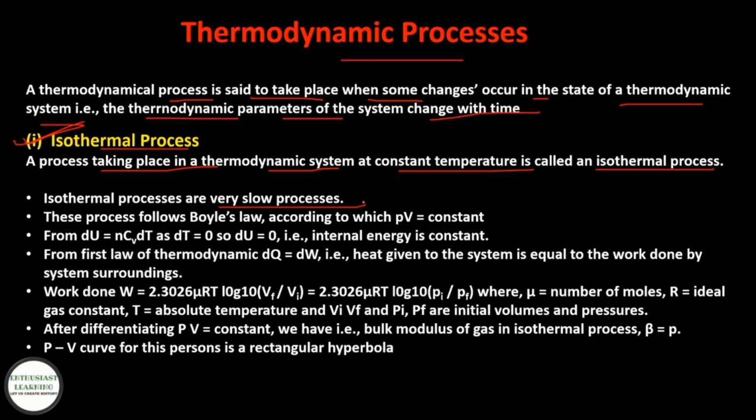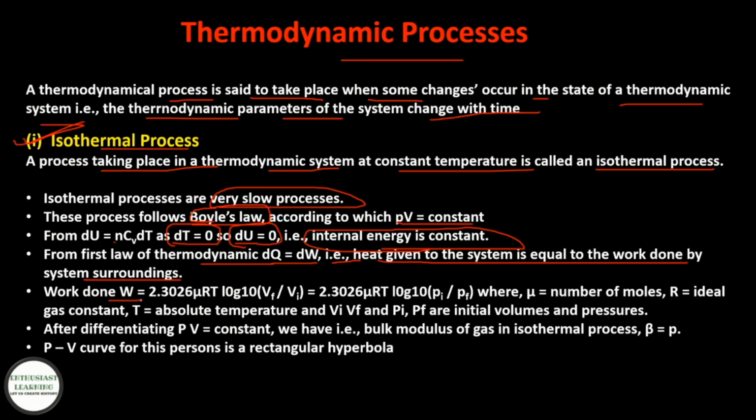Isothermal processes are very slow processes. These processes follow Boyle's law according to which PV is constant. From dU equals n Cv delta T, as dT is equal to 0, so dU will be 0, that is, internal energy is constant. From first law of thermodynamics, dQ is equal to dW, i.e. heat given to the system is equal to the work done by the system.